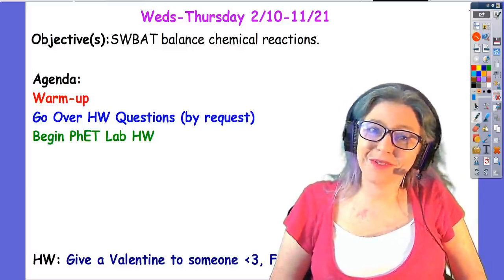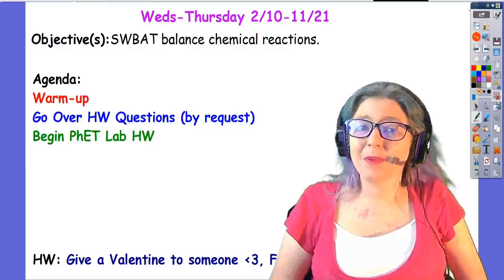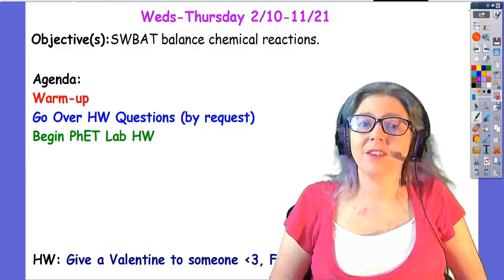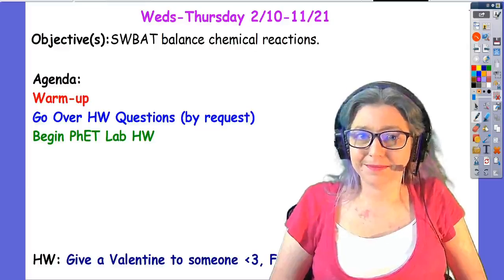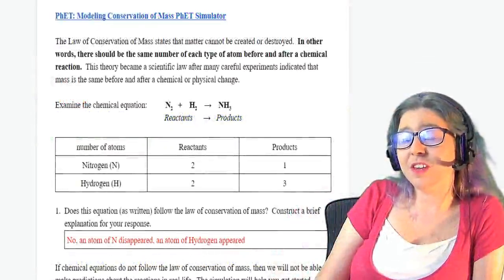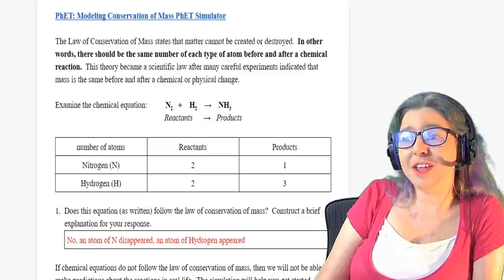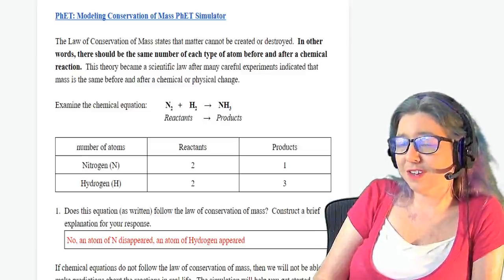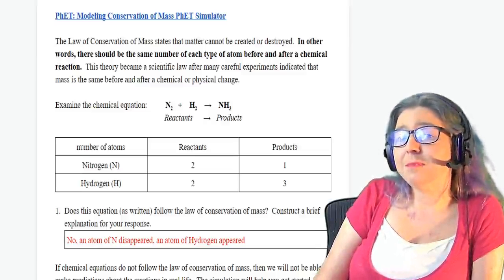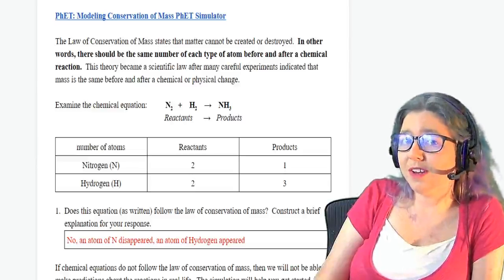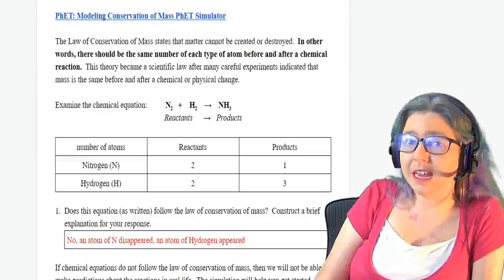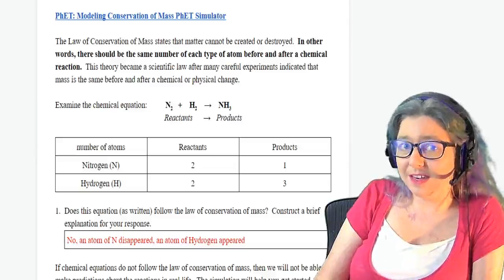After I answered a few questions about the homework, then we began our next homework assignment together, which was the PhET Conservation of Mass Lab. In class together, we went over the introduction simulation, all about N2 plus H2 yielding NH3. So to begin, we restated that the law of conservation of mass means that matter cannot be created or destroyed in a chemical reaction. All that we can do is rearrange our atoms. We're not creating atoms. We're not disappearing atoms.